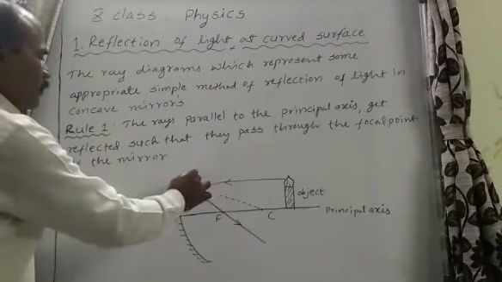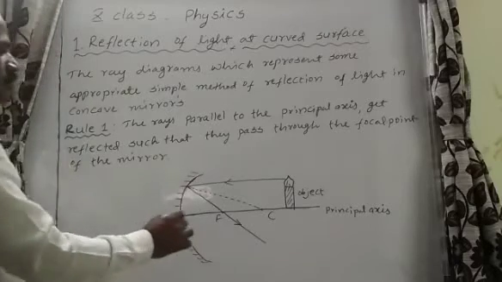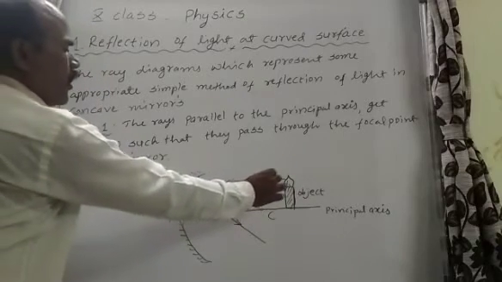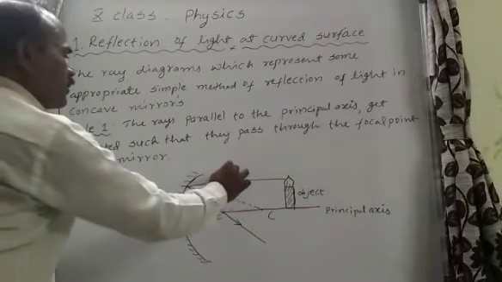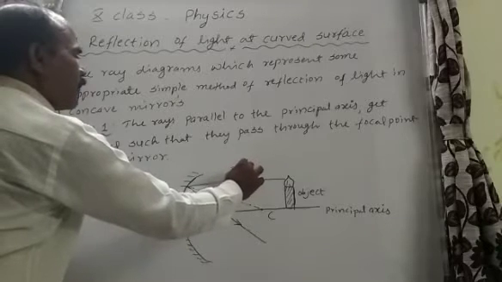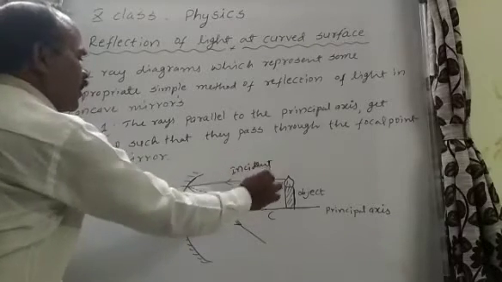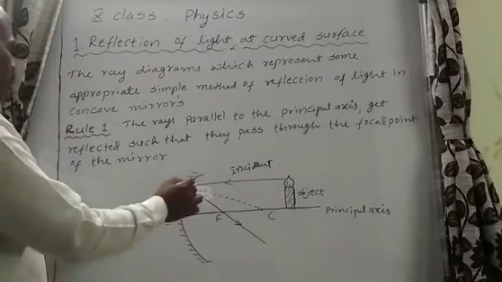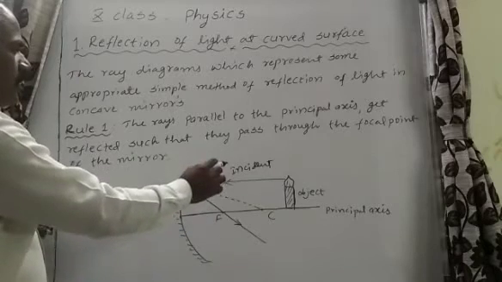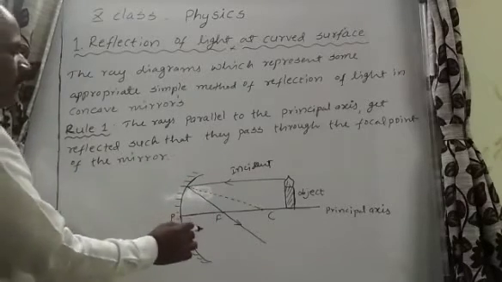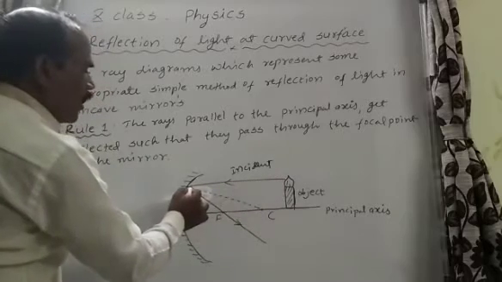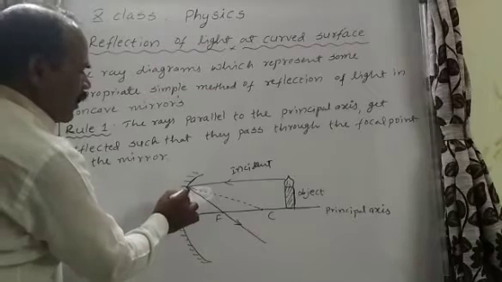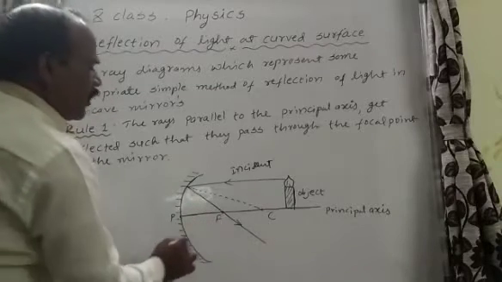This is a concave mirror. The rays coming from the source of light. This is an incident ray. Incident rays parallel to the principal axis get reflected such that they pass through the focal point of the mirror. This ray parallel to the principal axis gets reflected, the reflected ray passing through the focal point of a concave mirror.